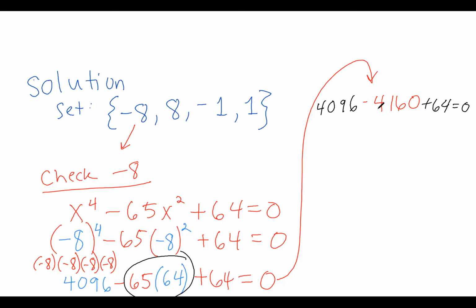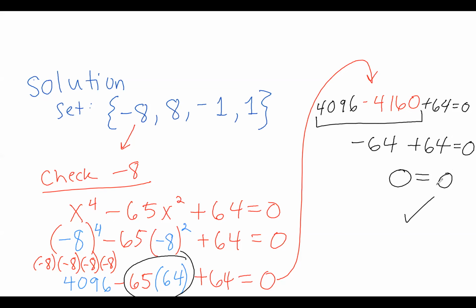Okay, now it's just adding and subtracting left to right. So 4,096 minus 4,160, that's negative 64. And now it's downhill from here. So negative 64 plus 64 equals 0. And yeah, that's true. Negative 64 plus 64 is equal to 0. So I can write 0 equals 0 and done.